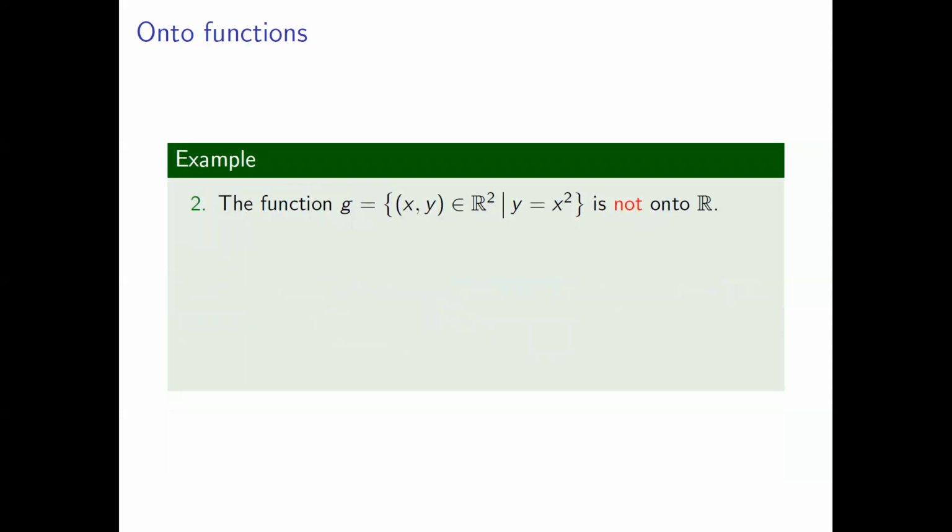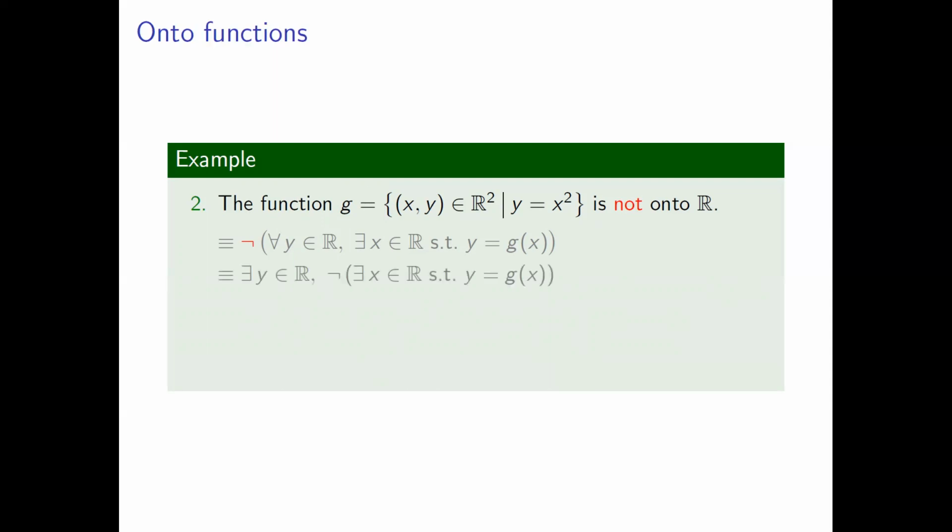Consider the function g consisting of all ordered pairs (x, y) of real numbers satisfying the equation y equals x squared. We claim that g is not onto the set of real numbers. That is, it is not the case that for every real number y, there is a real number x such that y equals g of x.